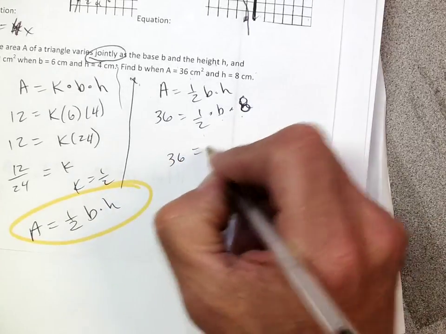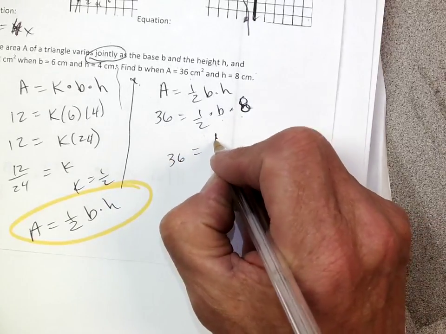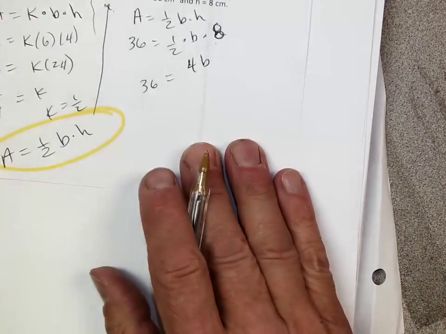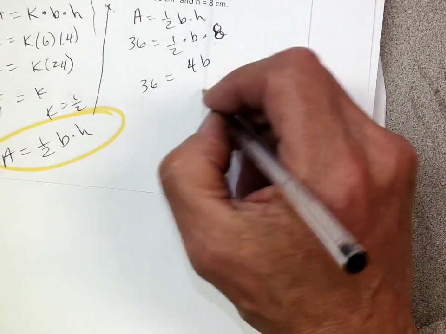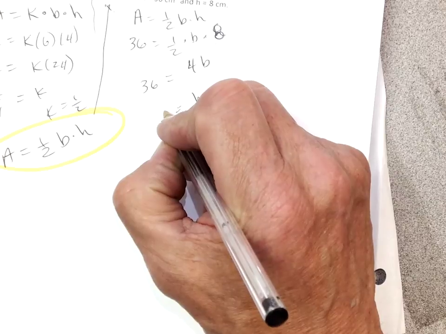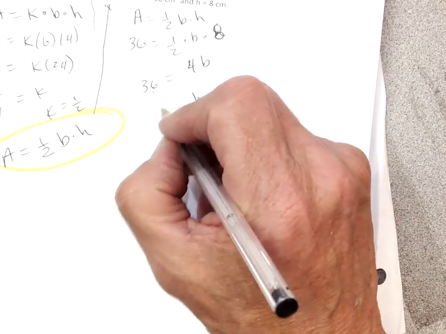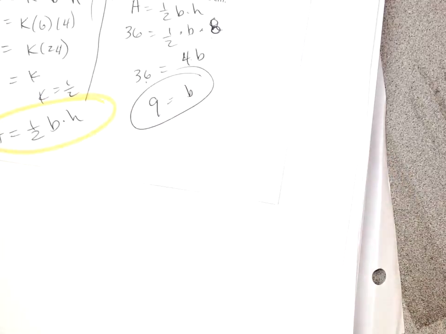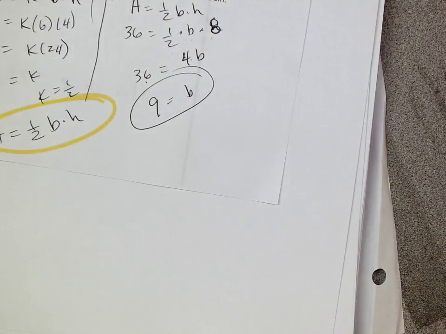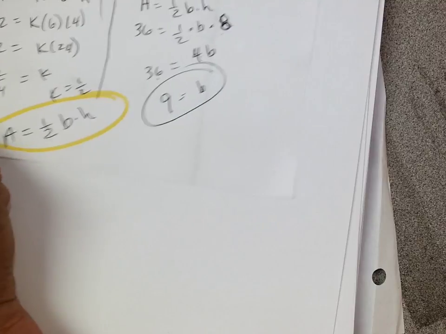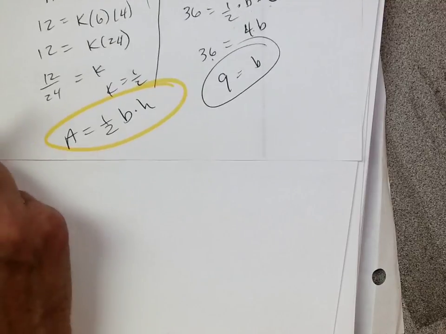So 36 equals 4B. And then what are you going to do? Divide. B is 36 divided by 4, which is 9. I said the answer before I even said the problem, huh? Man, I tell you. Okay, ready? Turn the page. Easy.